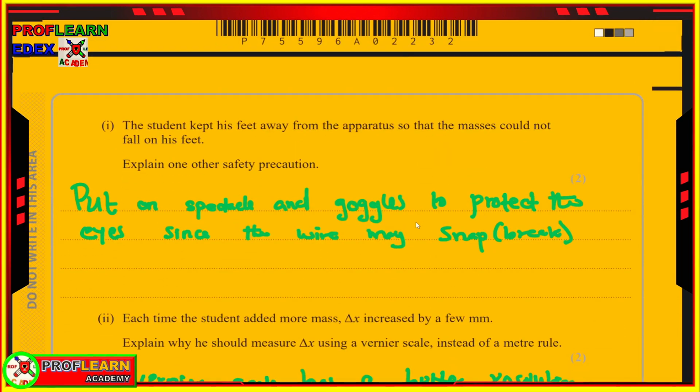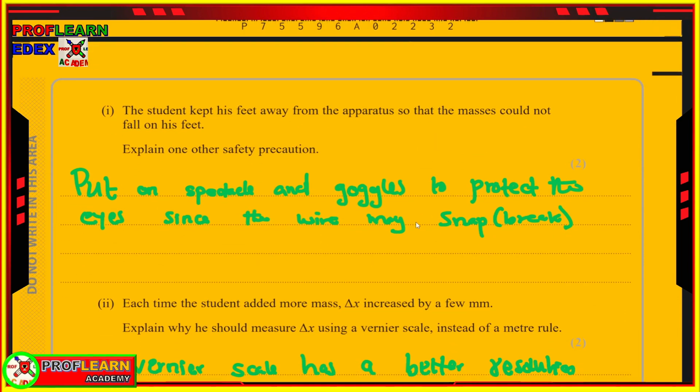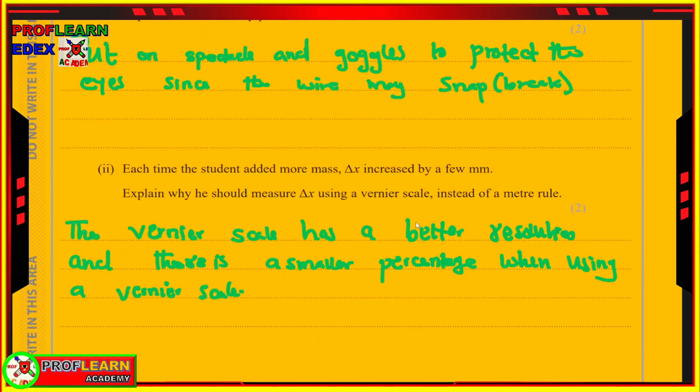To explain other safety precautions: that wire can snap and break and end up getting into somebody's eye. So in that case, we should ensure we are wearing spectacles or goggles to protect the eyes. The wire may snap and hit somebody. Explain why you should measure using a vernier scale. The vernier scale has a better resolution, so there is a small percentage uncertainty, and this minimizes errors.